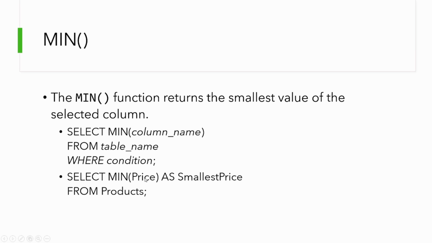They said select min of price, the price column, and you name it as smallest price. So this is the variable that they have given it, and this will store the minimum of the price column, and this is from the table called products. Now you may wish to give a condition by using the where clause.